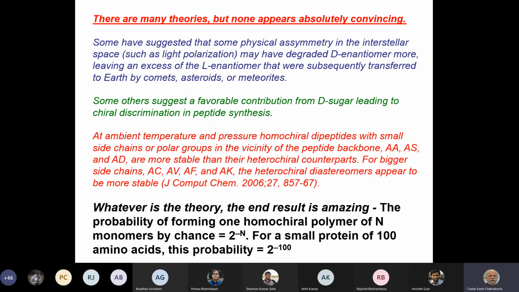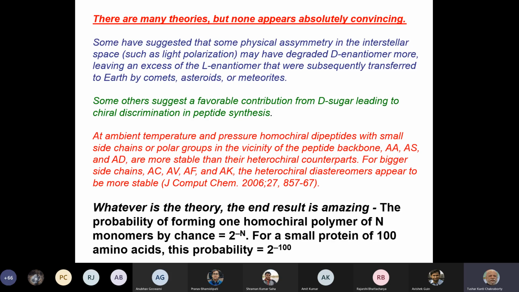There are some people who say that there is physical asymmetry that stays in interstellar space. For example, light polarization may have degraded the D enantiomer more. So one of the enantiomers might have got degraded more, leaving an excess of one enantiomer, and those molecules got transferred to the Earth by comets, asteroids, meteorites, and so on.